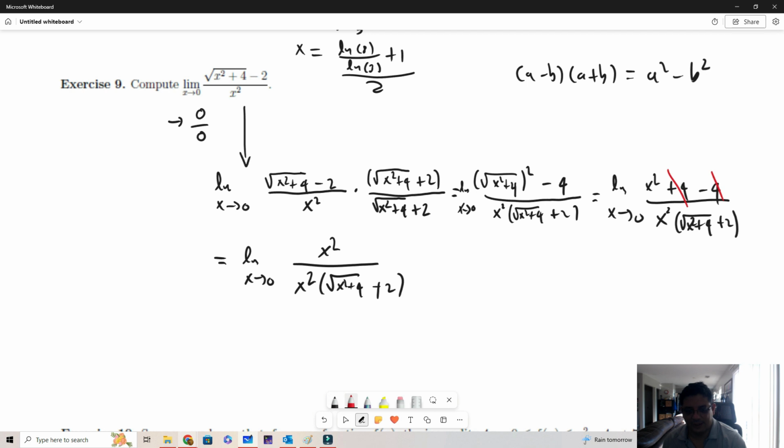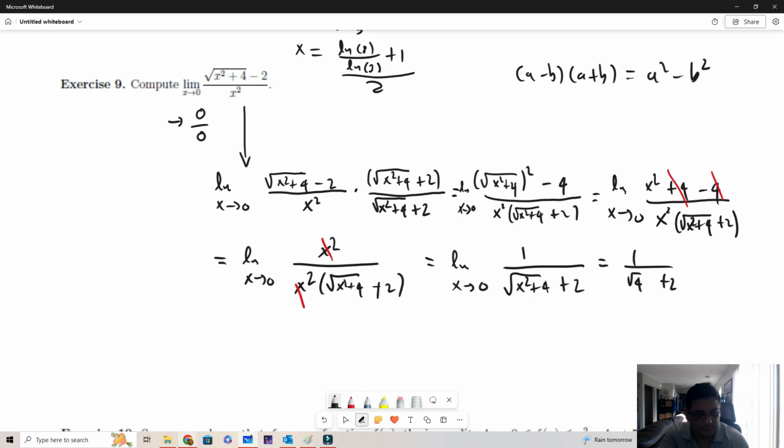And now I can cancel the x squared. So now my limit is not anymore a 0 over 0 situation, but this is 1 over square root of x squared plus 4 plus 2. And now I can plug in 0 without issues, and this becomes 1 over square root of 4 plus 2. And so the square root of 4 is 2, so this becomes 1 over 2 plus 2. And so this is 1 over 4. And the overall limit here is going to be 1 over 4. So this is a very complex algebraic limit.